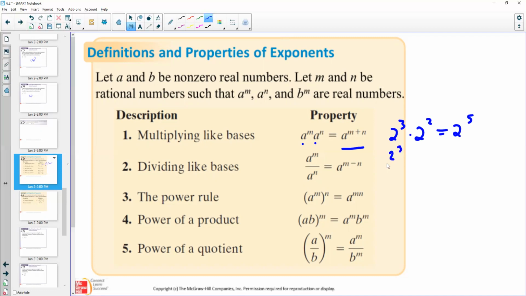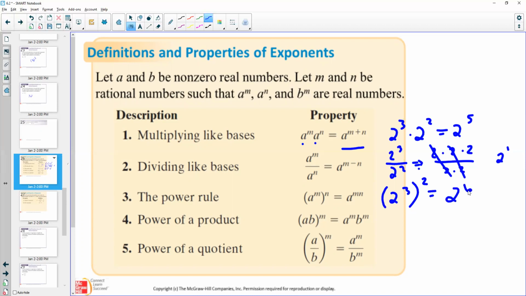So if I had 2 cubed divided by 2 squared, that's like saying 2 times 2 times 2 divided by 2 times 2. Those guys would cancel. I would just have 2 to the first. Power to a power is multiply, so 2 cubed to the power of 2 would be 2 cubed twice. That'd be 2 to the 6th.